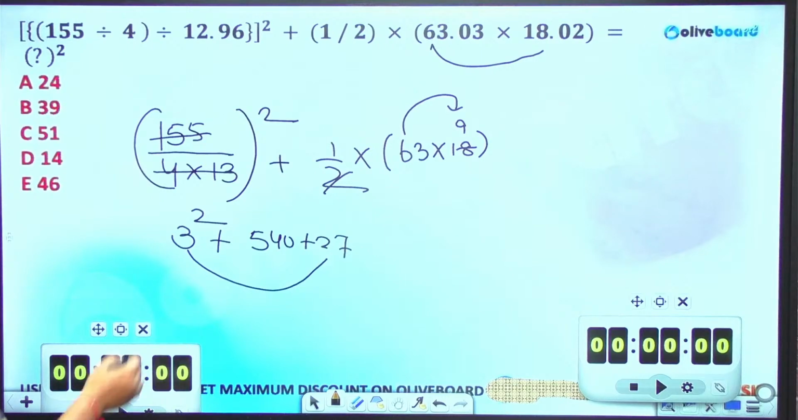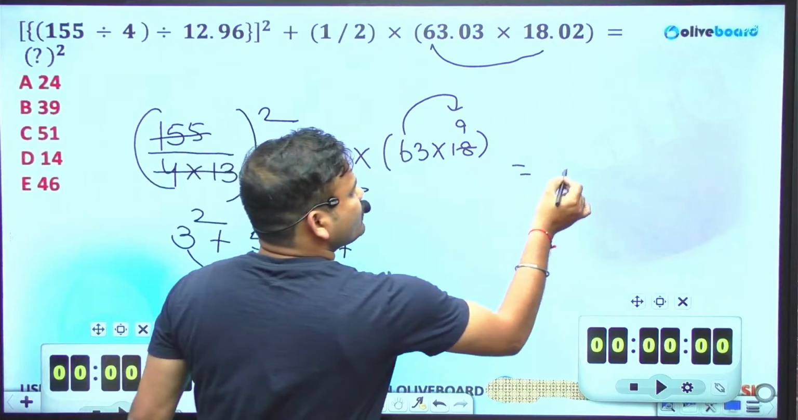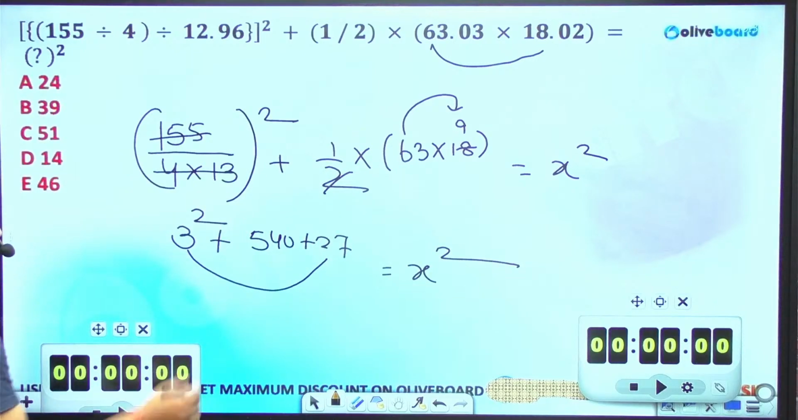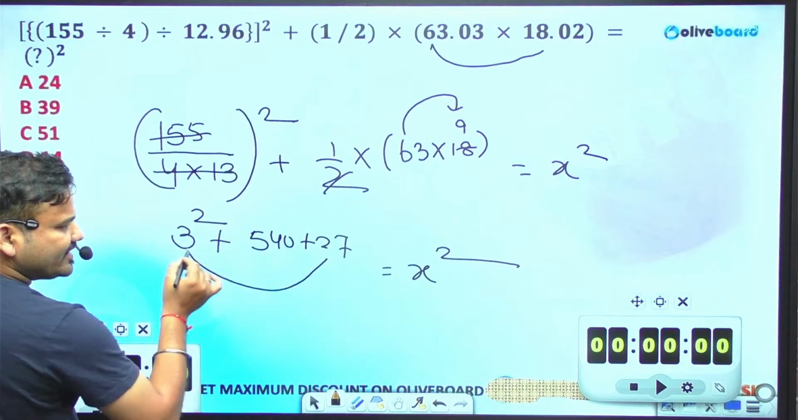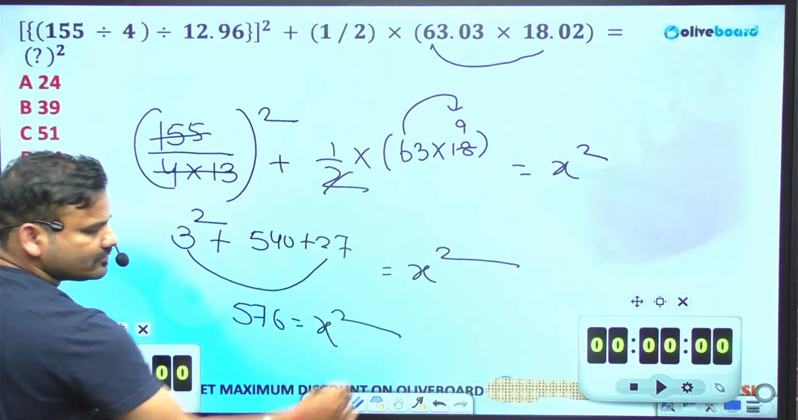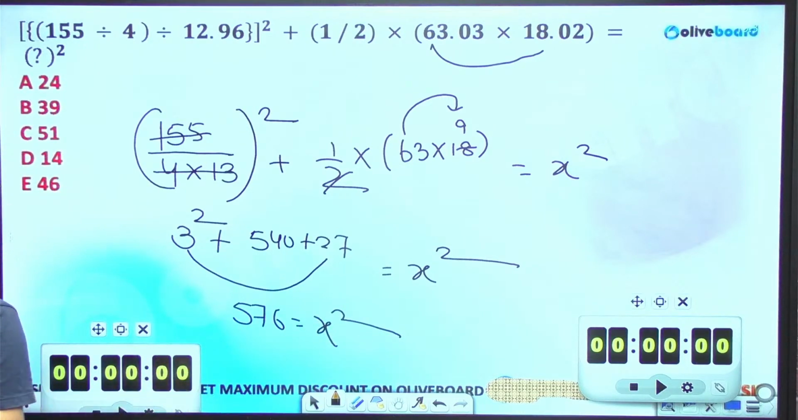Acha, this is 540 and this equals x square also. This is in the form of x square. 540 plus 27 plus 9. 27 plus 9 is 36, so that is equal to 576 equals x square. So this is a square of 24. So we can go for 24. So the value of x is 24. Clear? So the value of x is 24.